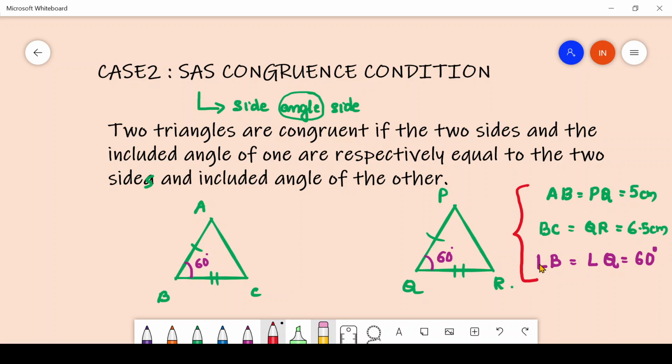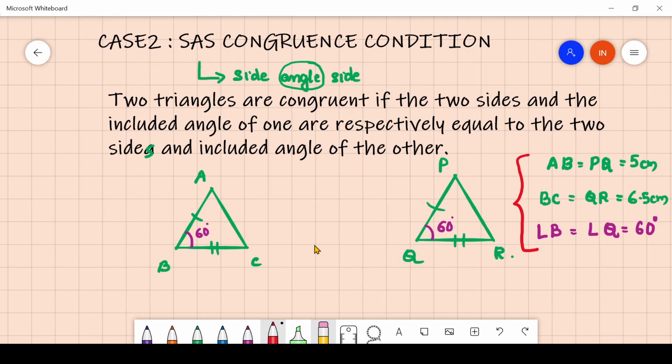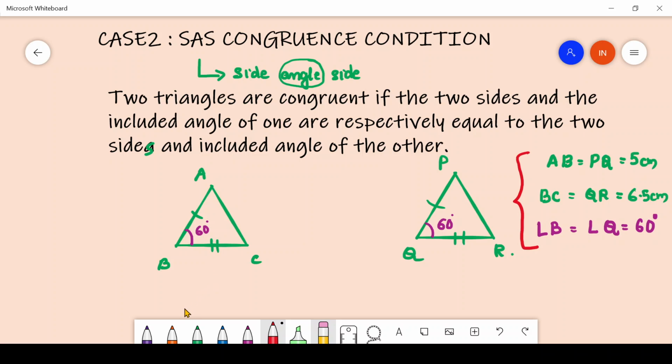Which criteria is this? In this type of question, we have to go ahead with the SAS congruence condition. Therefore, we can say that triangle ABC is congruent to triangle PQR by the SAS congruence condition. Very good. All of you understood it, right? Yes.